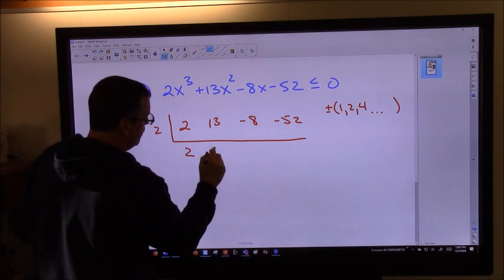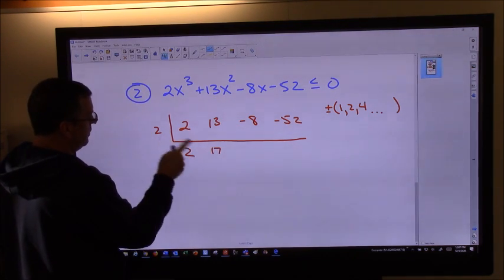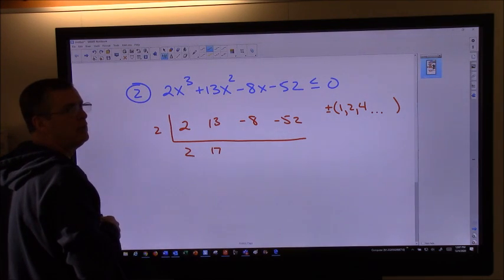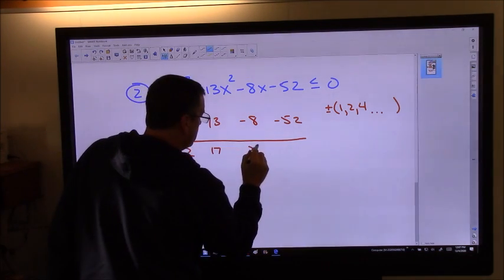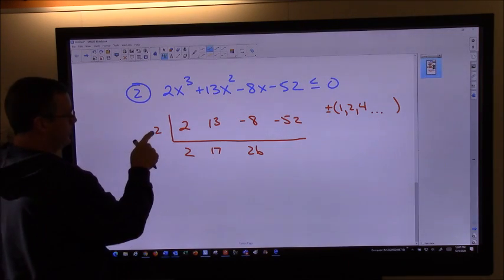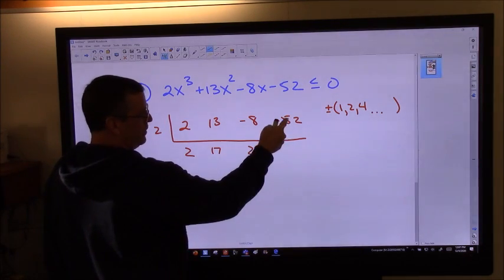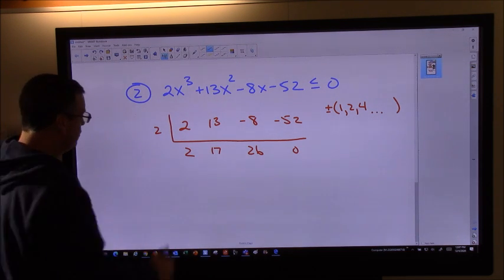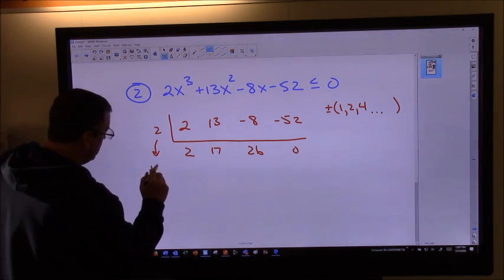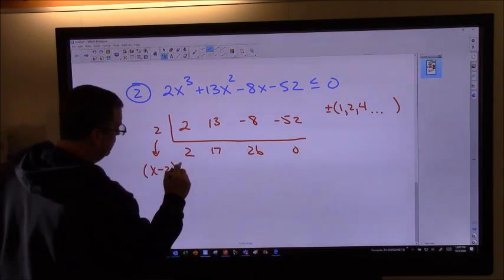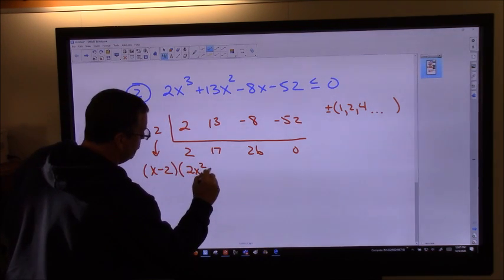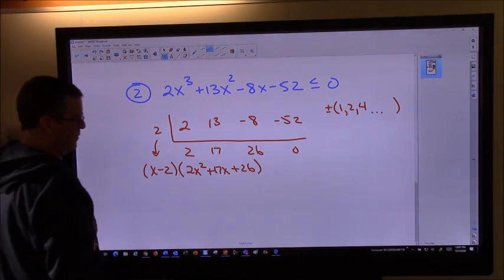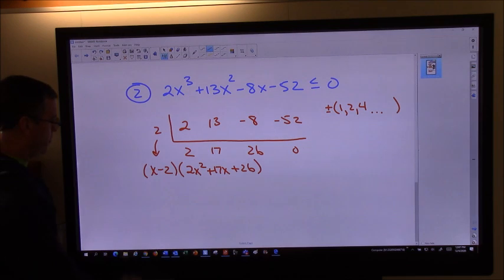Add it to this, I get 17. I'll multiply here and get 34. Minus 8, that would be 26. Oh, look at that, I got lucky. 2 times 26 is 52. Add it to this, you get 0. Luck. All right, so at this point, I know that what I have is x minus 2 for a factor. This is going to be 2x squared plus 17x plus 26. And so now I want to try and factor this.